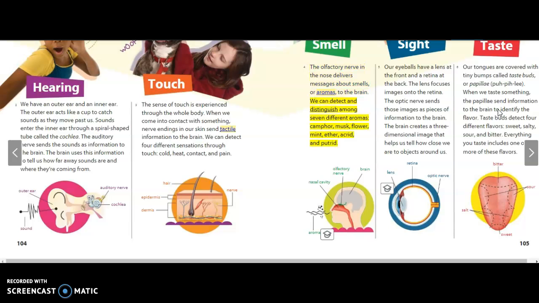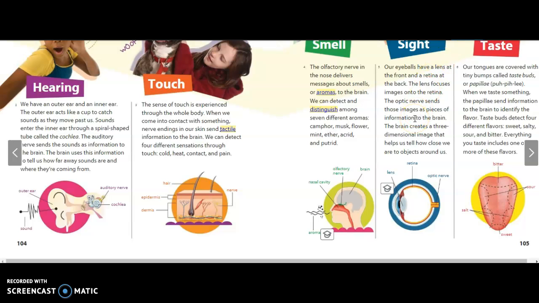We can detect and distinguish among 7 different aromas: camphor, musk, flower, mint, ether, acrid, and putrid. Nasal cavity, aroma, olfactory nerve, brain.